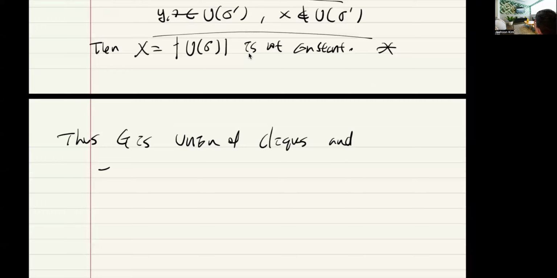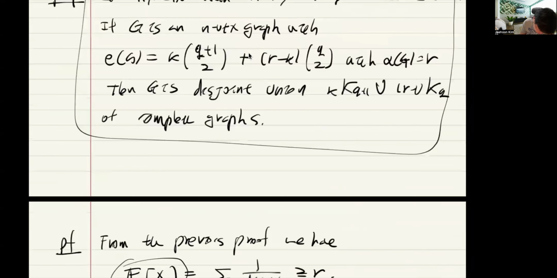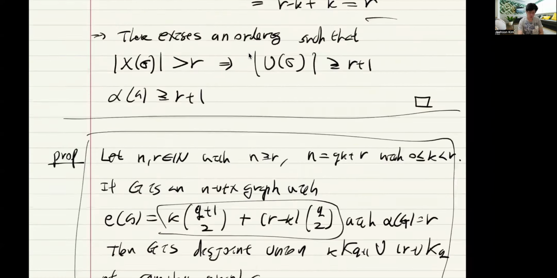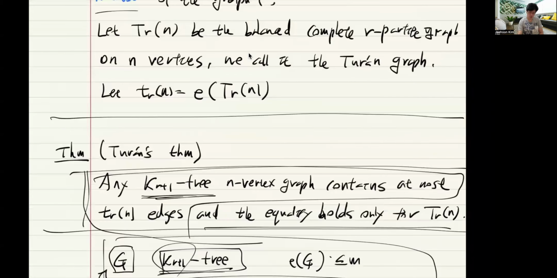And as we mentioned, their vertex degrees are as even as possible. We prove the proposition as we want. So this is exactly the case where this is a disjoint union of cliques, and their degrees are as close as possible. And that proves the second part of the Turan theorem.